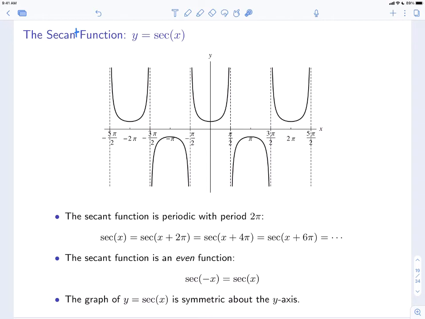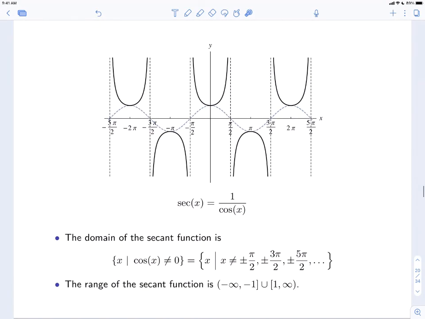The secant function is an even function. That's because cosine is an even function. And the graph of secant is symmetric about the y-axis because it's an even function. And you can see that here. If you reflect this curve through the y-axis, you get the same shape on both sides.